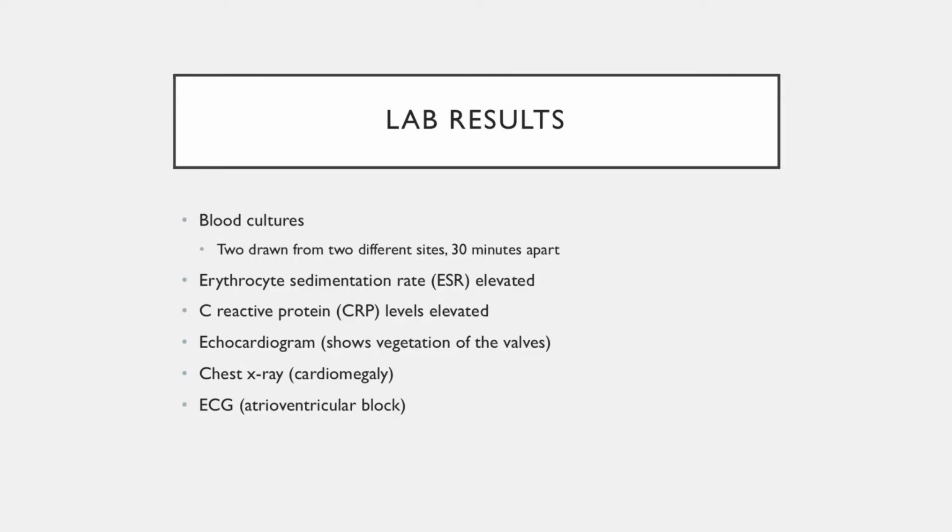To diagnose, at least 2 of the following criteria must occur: positive blood cultures, new or changed murmur, or an intracardiac mass or vegetation noted from an echocardiogram. Echocardiograms are done to detect any vegetations that have occurred on any of the heart valves. Chest x-ray can be done to detect cardiomegaly or an enlarged heart, and an ECG may show first or second degree AV block.